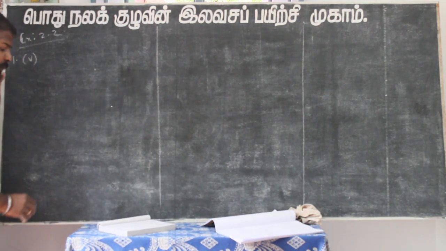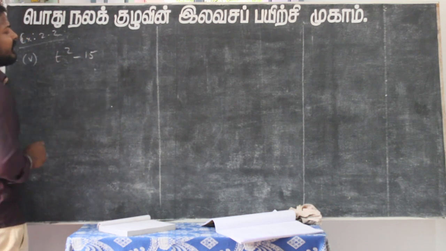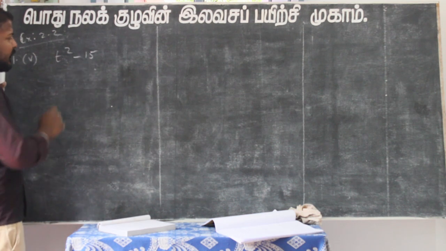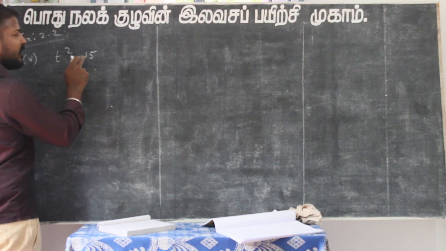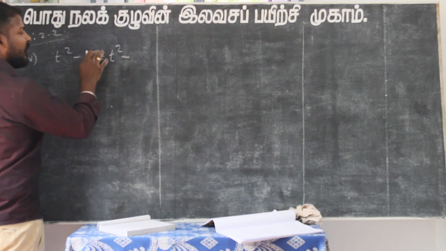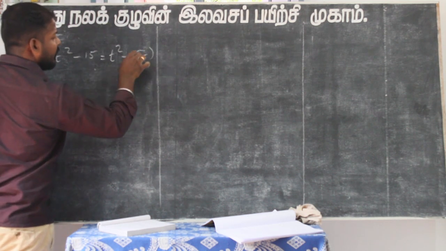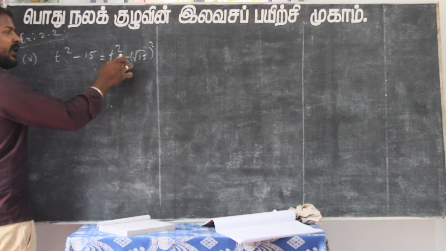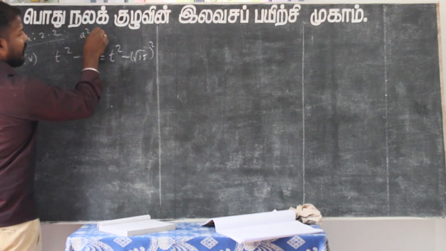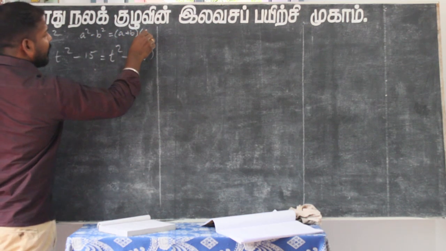First exercise, fifth problem. That is the polynomial t square minus 15. How can we factorize this one? We can write t square minus 15 as t square minus root over 15 the whole square. This is in the form of a square minus b square. A square minus b square is equal to a plus b into a minus b.